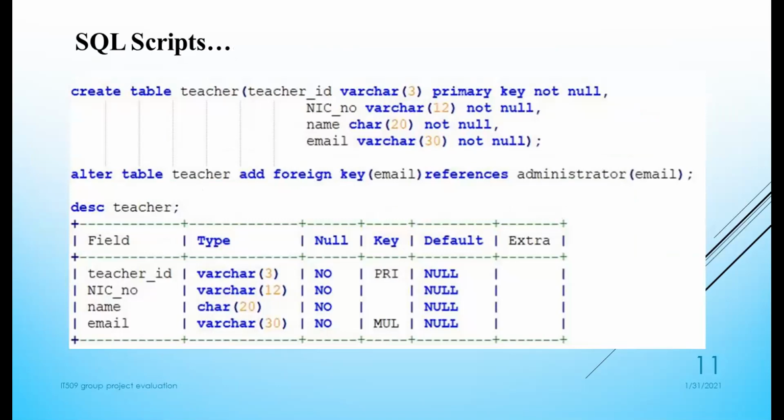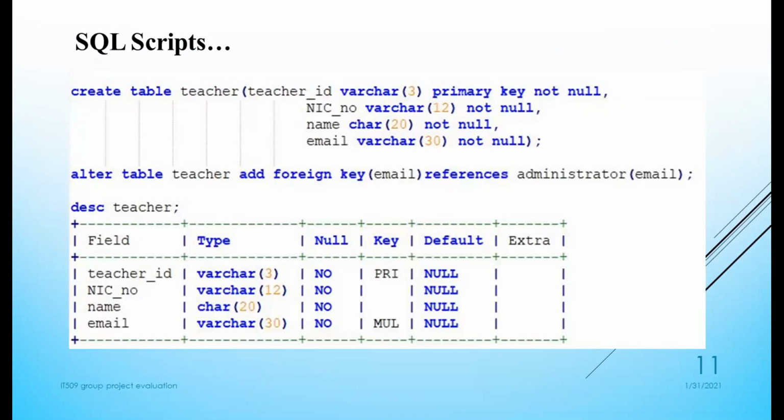Next one is the teacher one. Under the teacher table, we are creating the teacher ID, the teacher's NIC number, the teacher's name, and his or her email. Then here we are using the foreign key. Here we are using the administrator's email. After the teacher table, we can get this table: teacher ID, NIC number, name, and email.